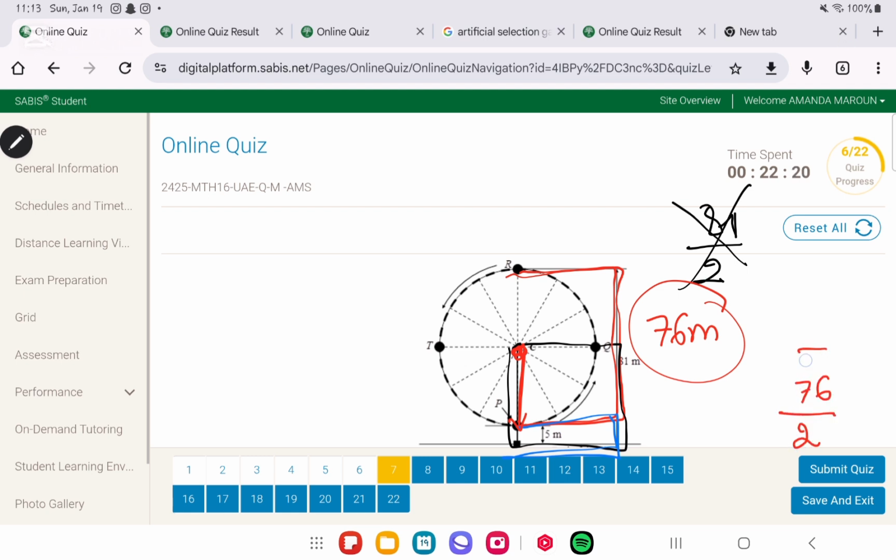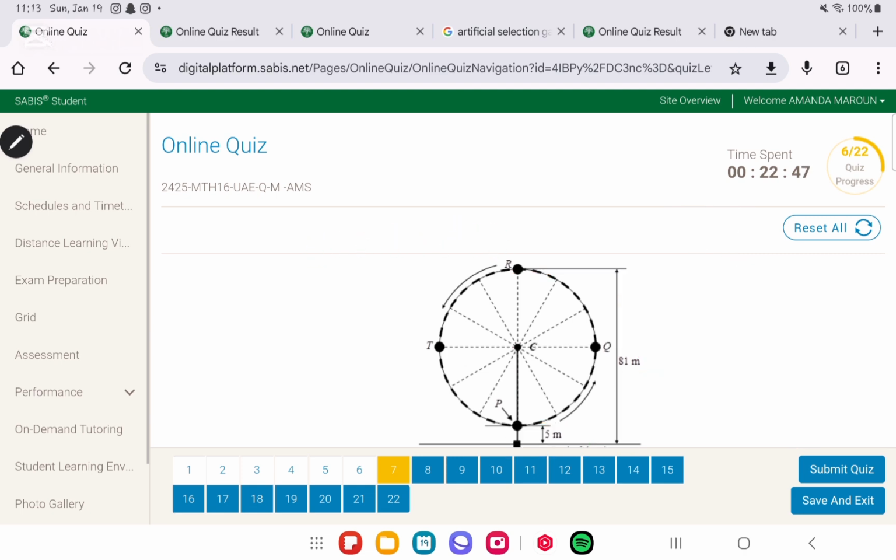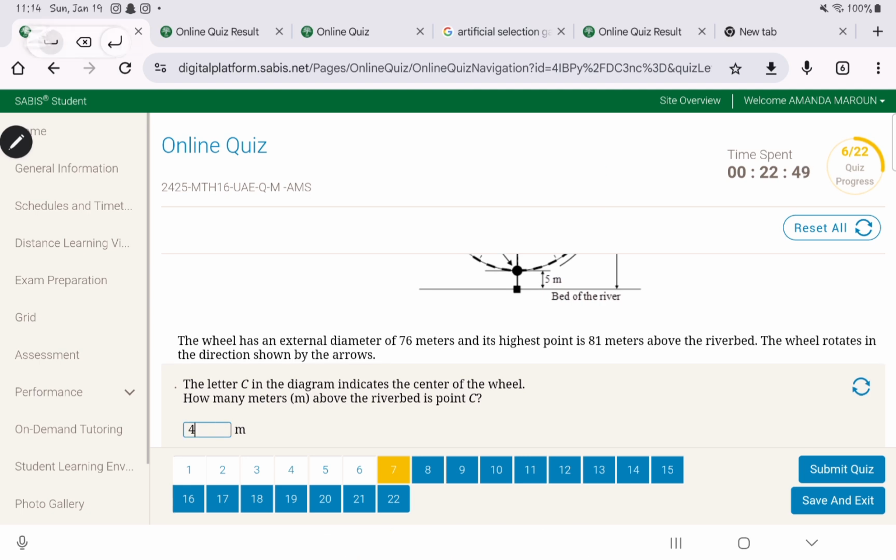Okay, and we are going to get what? 76 divided by 2, which is 38 meters. So the distance from C to the point P is actually 38 meters. But they need the distance from C to the riverbed. So it's going to be 38 meters in addition to the 5-meter gap. So 38 plus 5 will give us an answer of 43. So the answer over here is 43.